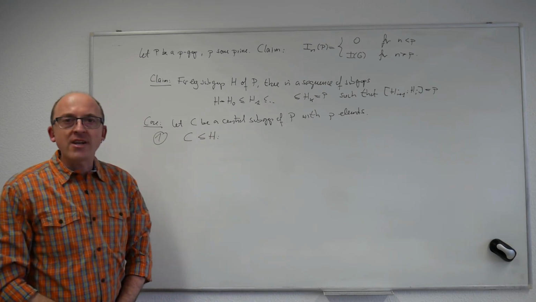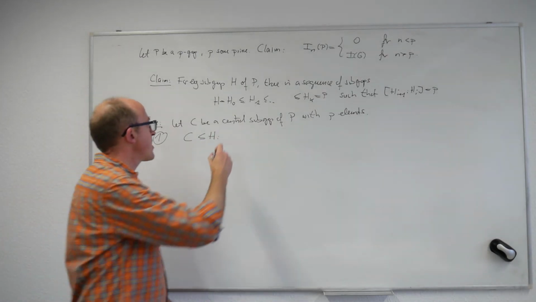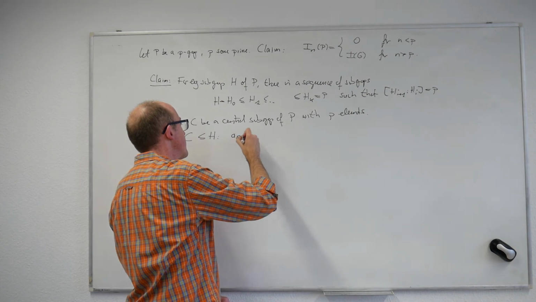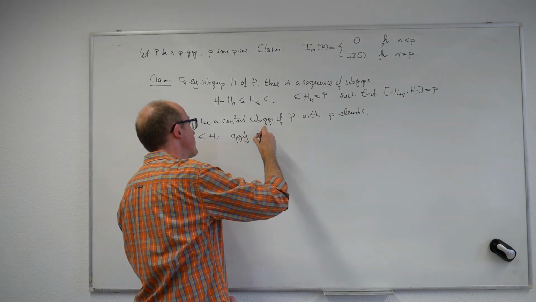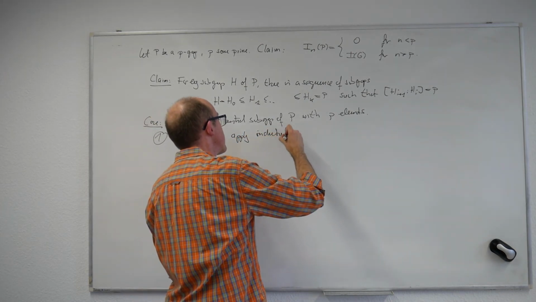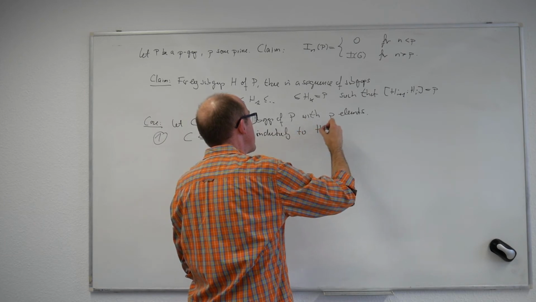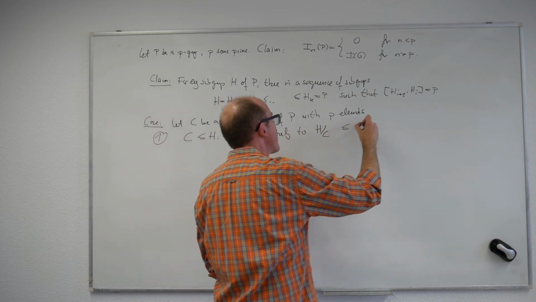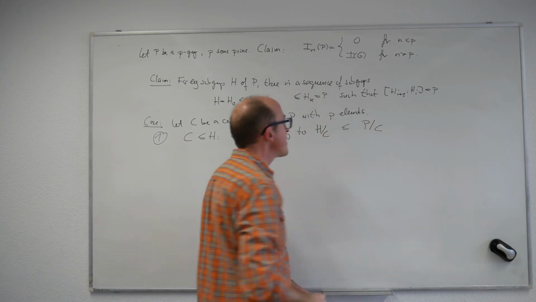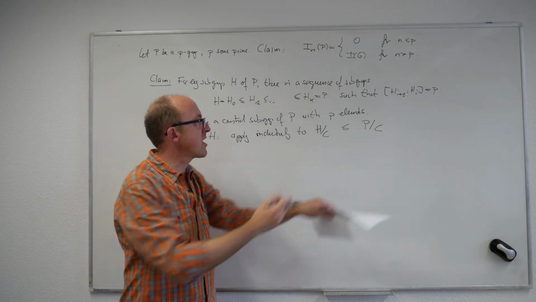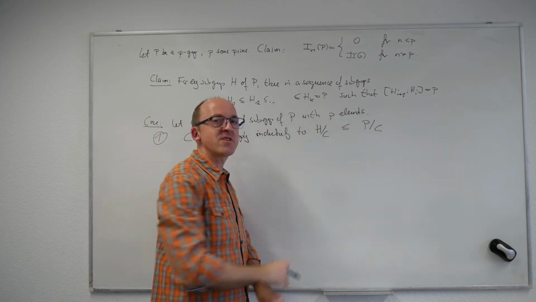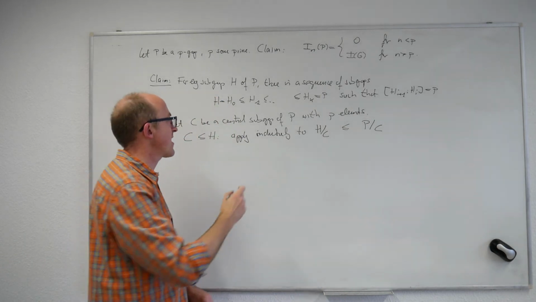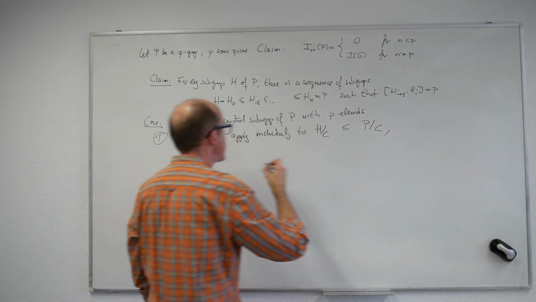And then we do an induction on the order of P, and we apply the claim inductively to H modulo C, which is a subgroup in P modulo C. So this has smaller order. So here we can find an intermediate sequence of subgroups where the relative index is exactly p. And then we take pre-images under the projection.